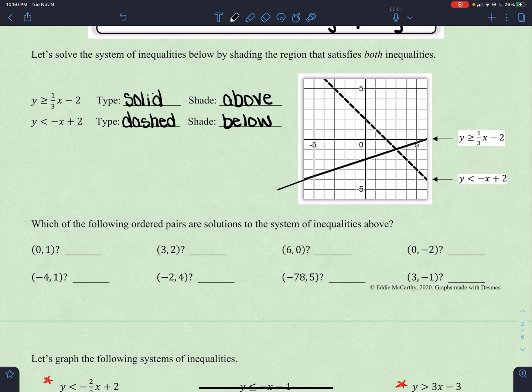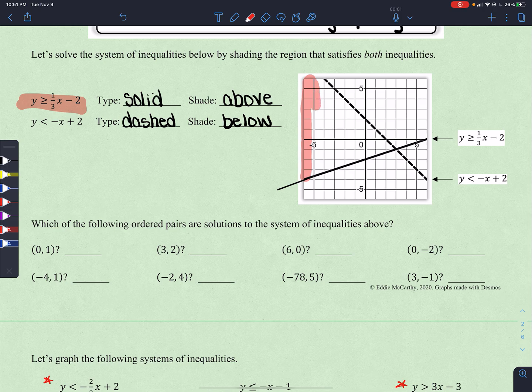Okay. So I'm going to be using two colors of highlighters here. So if you have a pencil and a pen, that would be helpful. Or if you have highlighters, you can use those as well. Okay, so the first one, I'm going to graph this one in red. So the solid line, they've already graphed this one for us. So that solid line is where I'm going to be shading above. So everything above that line.